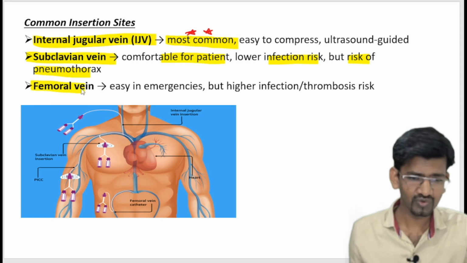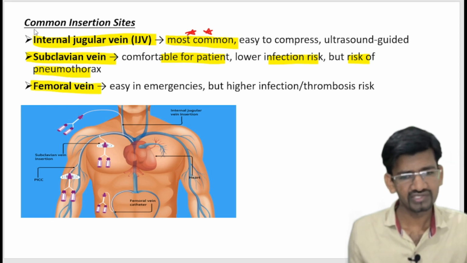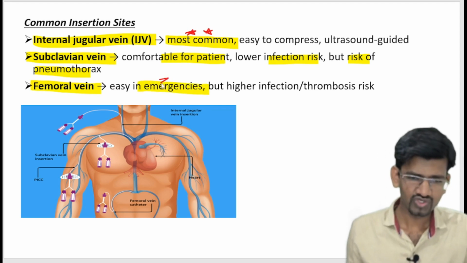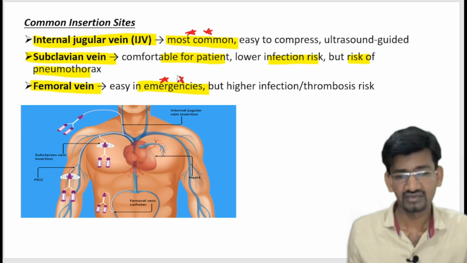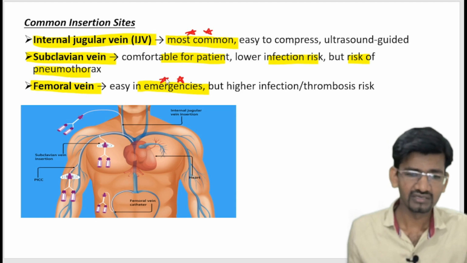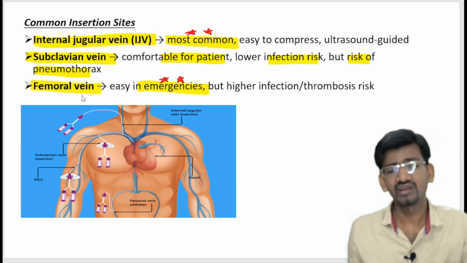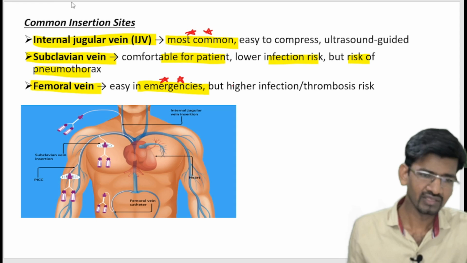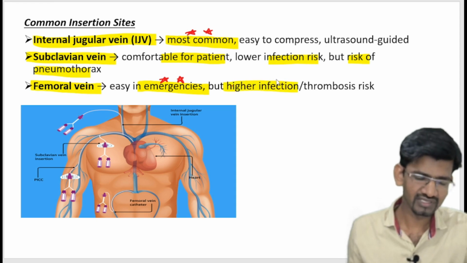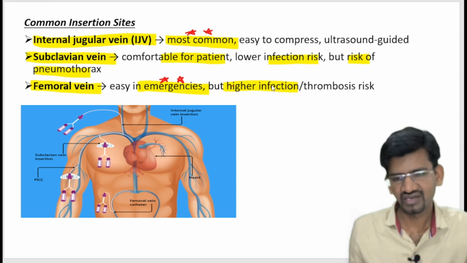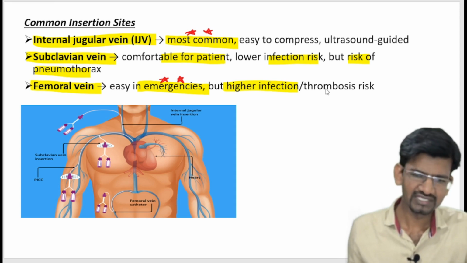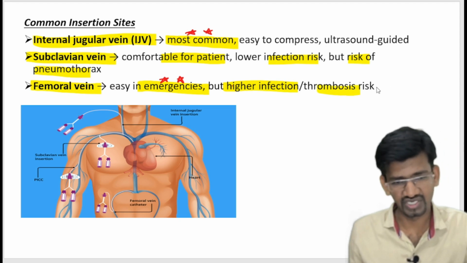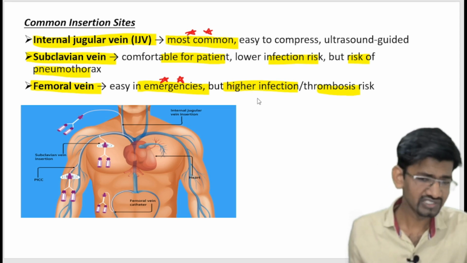The third one is the femoral vein. The femoral vein is commonly used in emergencies. Remember, the most commonly used central vein for CVP during an emergency is the femoral vein. But it has a higher risk of infection, as it is quite near the perineum. The chances of bleeding are also greater, and thrombosis can also occur with this central venous catheterization.